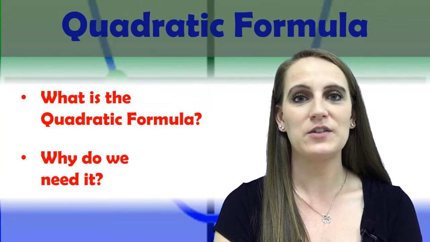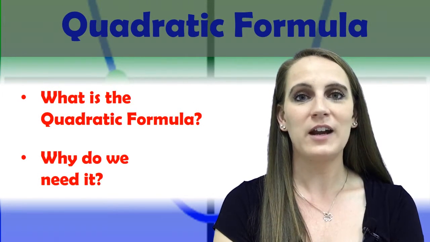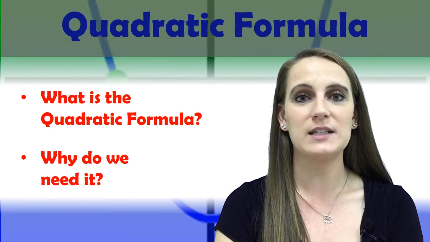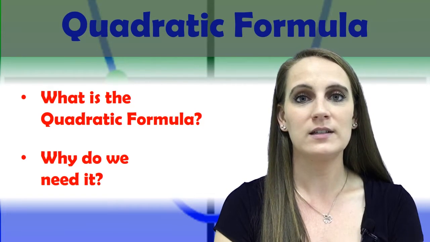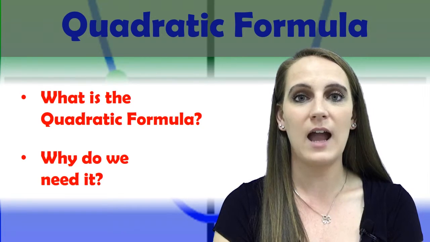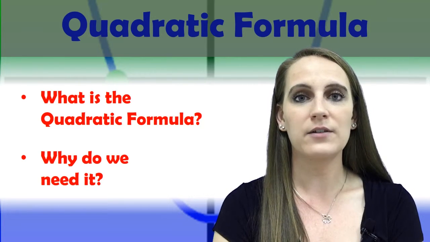Today we're going to talk about the quadratic formula. What is the quadratic formula and why do we need it? The quadratic formula is used to find roots and zeros of our quadratic functions. The roots and the zeros are the x-intercepts of our parabola. So where the parabola crosses the x-axis, those points are our zeros and those are our roots as well.